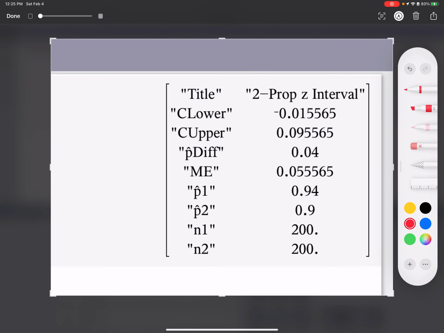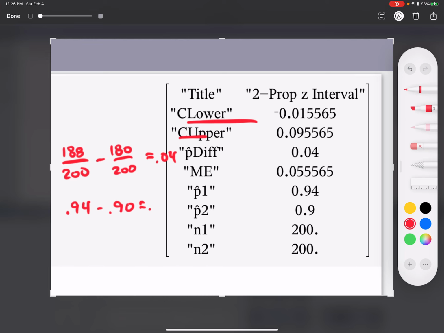So this is obviously the lower part of the confidence interval, and that's the upper part. The P difference, that's just the 188 over 200 minus 180 over 200, and that actually equals 4%. So that's what P diff is. Margin of error, that's the plus or minus all of that stuff that we're going to do in a second, the Z star, and then my standard error.